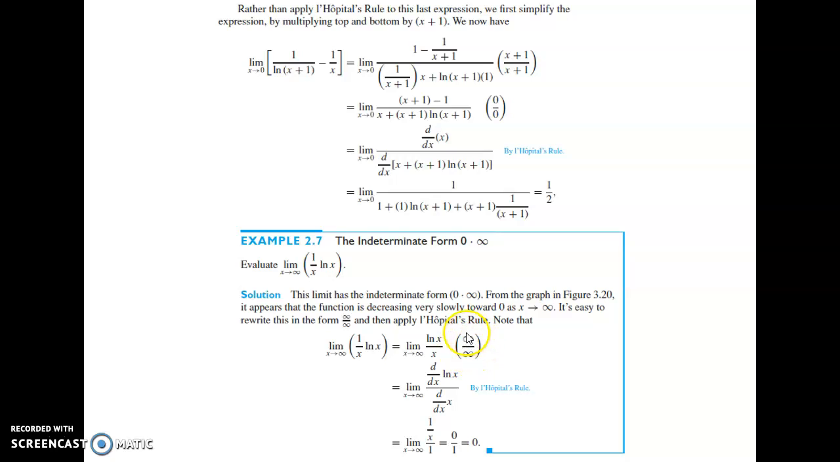So now I will use the L'Hopital's rule for this, not for this. So when I use this, I find the derivative of the numerator and denominator separately. Derivative of this is 1 by x, denominator is 1. So put x is equal to infinity. This is 0. 0 by 1 is 0. Answer.